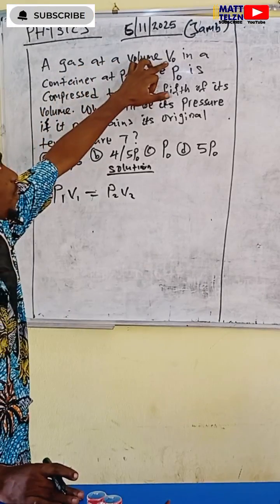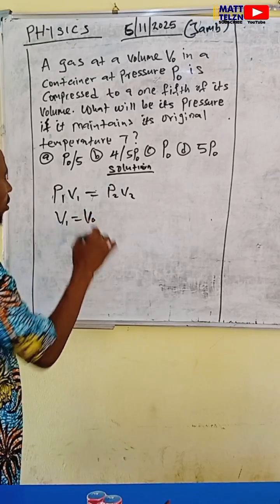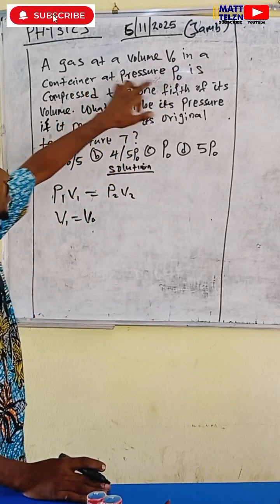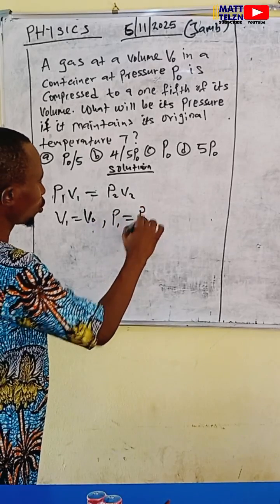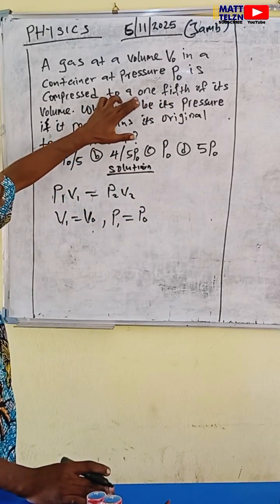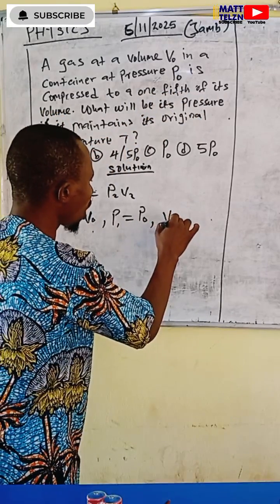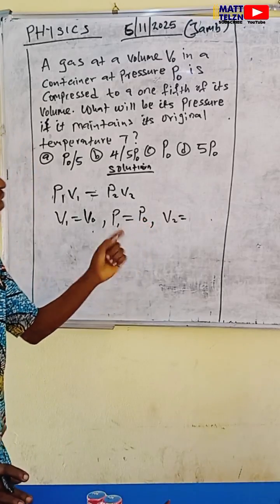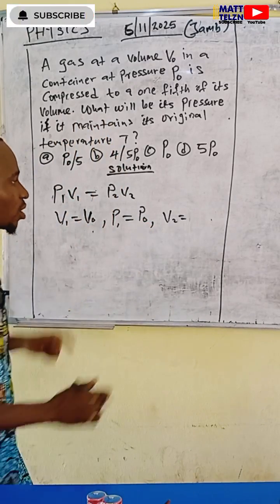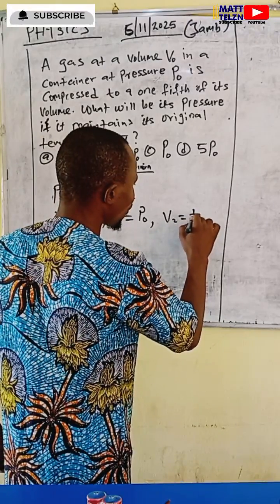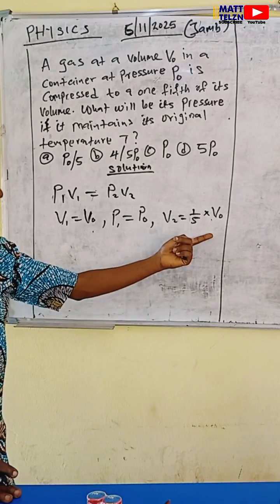From this relationship, let's go back to the question. A gas at a volume V naught, this is my V1. V1 is equal to V naught. In a container at pressure, this is my P1, equal to P naught, is compressed to 1/5 of its volume. That is, my V2 now is equal to 1/5 of the original volume. The original volume, which is V1, is V naught, so I'm going to have 1/5 times V naught.